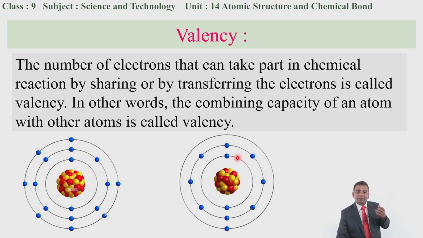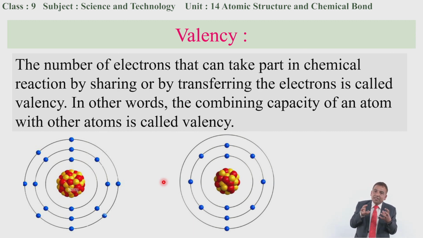In the same way, if you see this structure, just count the number of electrons present at the valence shell. It consists of only 1 electron in the valence shell. To become stable, this atom either gains 7 more electrons or loses 1 electron. Which task is easier?